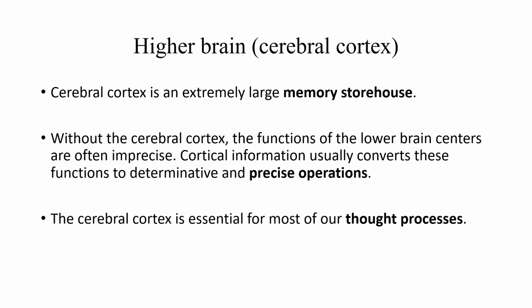Whereas processing of information in the higher brain, or what we call the cerebral cortex, includes perception, or being consciously aware of these types of processes of this information. In addition, the cerebral cortex forms a major memory storehouse, and it's also important for precise operation and the thinking process.